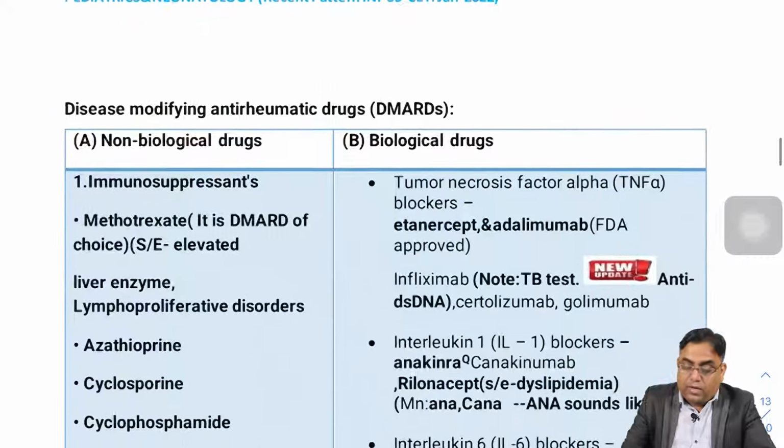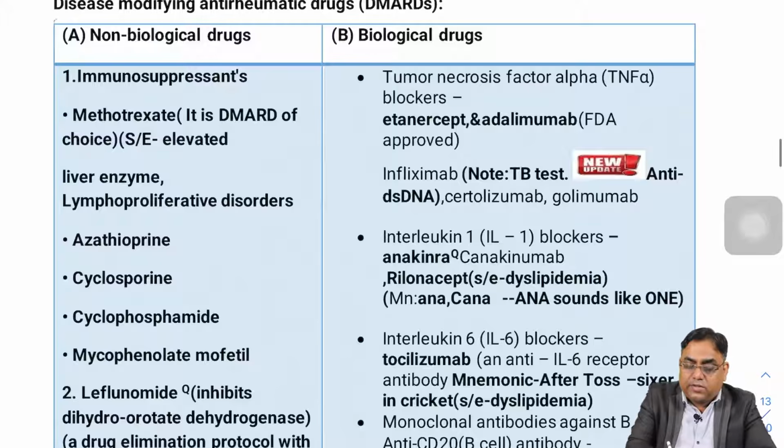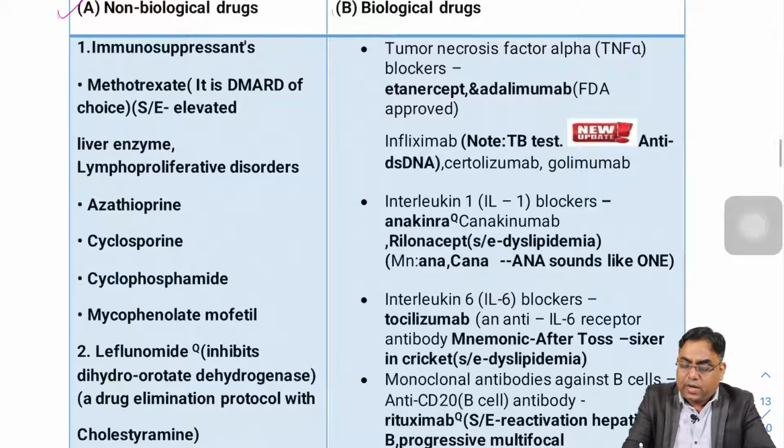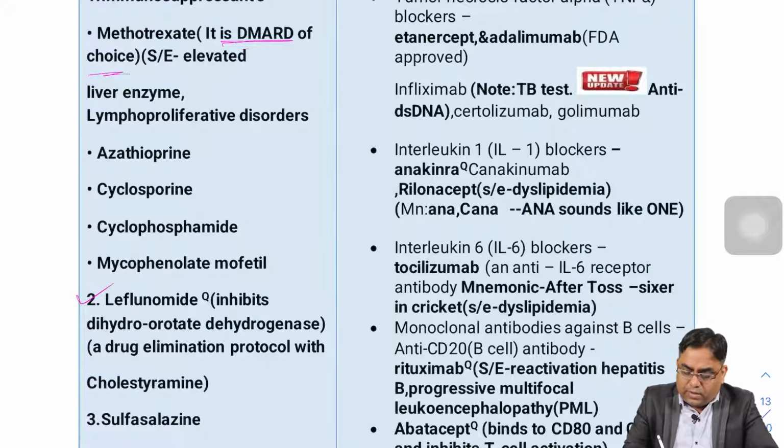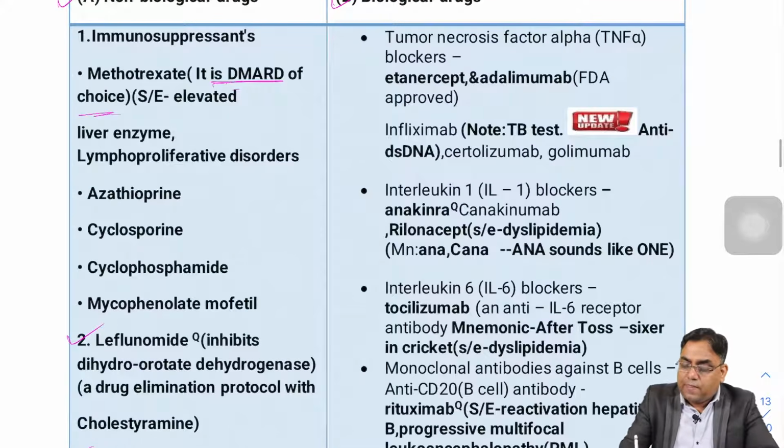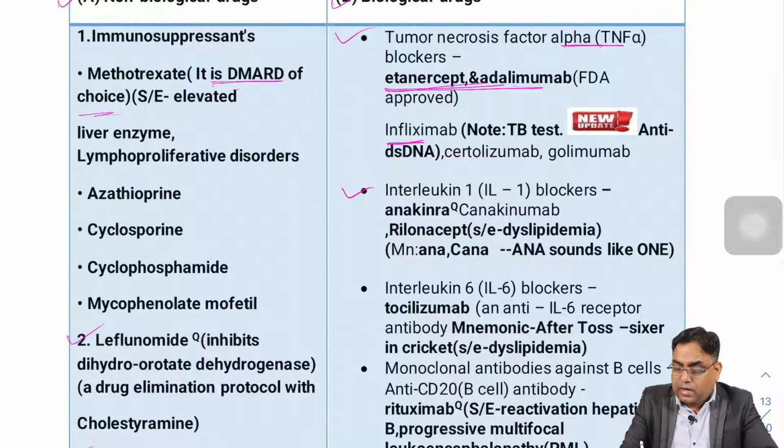So, let us see what the DMARDs are, that is disease modifying anti-rheumatic drugs, non-biological and biological drugs. Now, the non-biological ones are methotrexate, which is the DMARD of choice. The other drugs are leflunomide, sulfasalazine, chloroquine. And the biological drugs are tumor necrosis factor alpha inhibitors like adalimumab, etanercept, infliximab. Interleukin 1 is the anakinra.